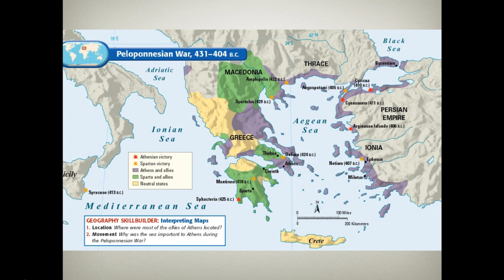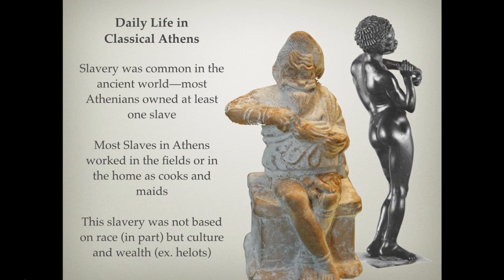They were embroiled in other political affairs. But after that great war, they spiraled into their own conflict with one another. Now, what did daily life in classical Athens look like?